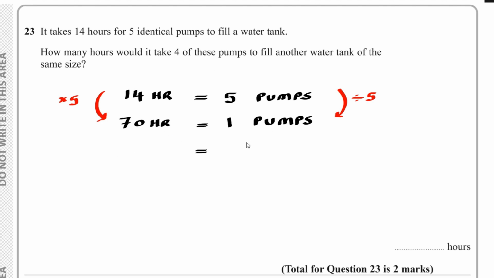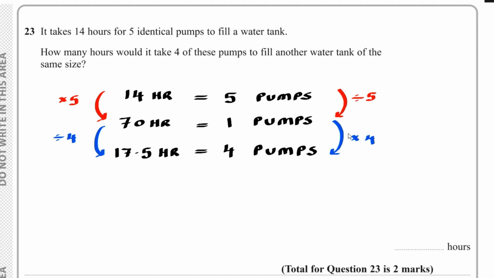So I want to find out how long it will take for 4 pumps. So we have 4 times as many pumps, which means it will take 4 times less. So 70 divided by 4 is 17.5 hours, so it will take 17.5 hours.